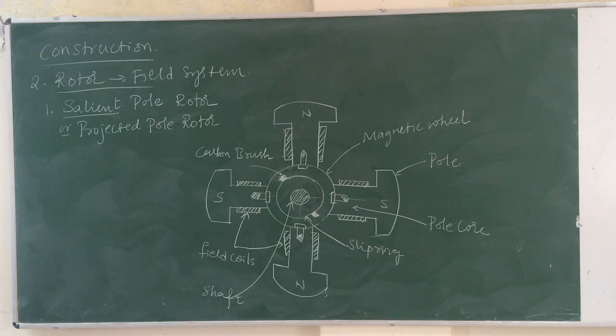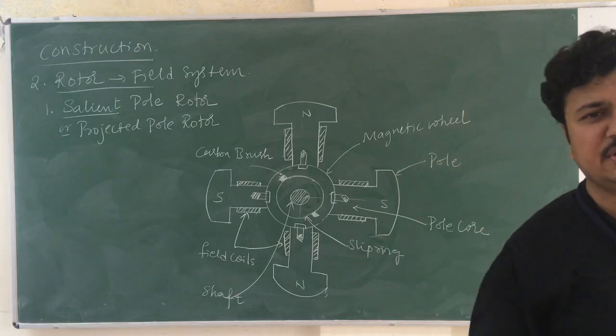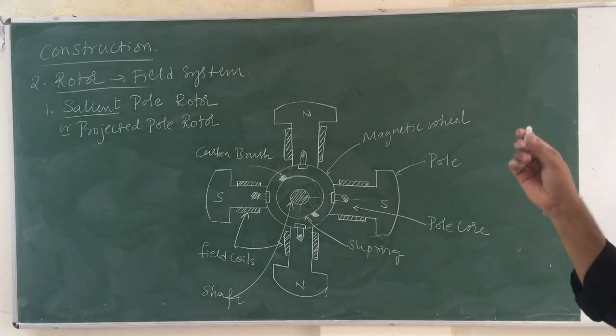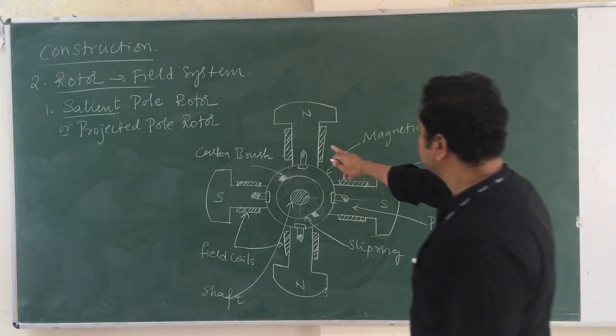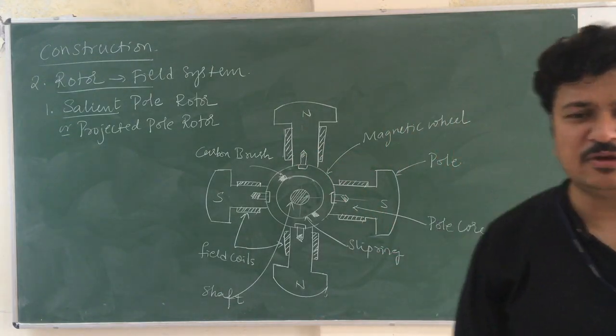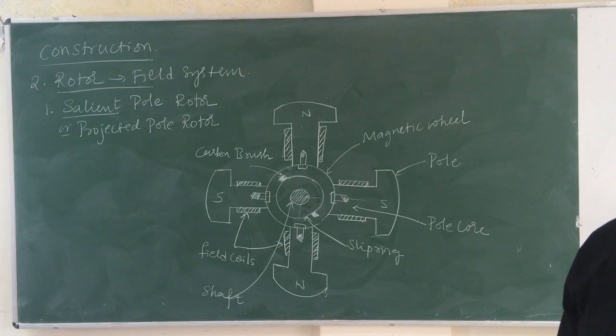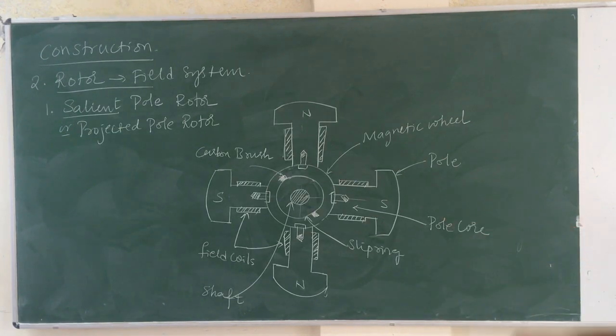Now these are the field coils. I have taken the cross section of the poles, so when I place the winding, I will get these coils. These are called field coils, or the field winding, to which I am giving DC supply. Now the question is how I can give the external supply to a rotating body. For that I will be using two slip rings.